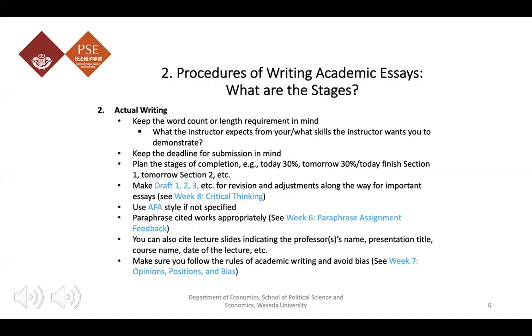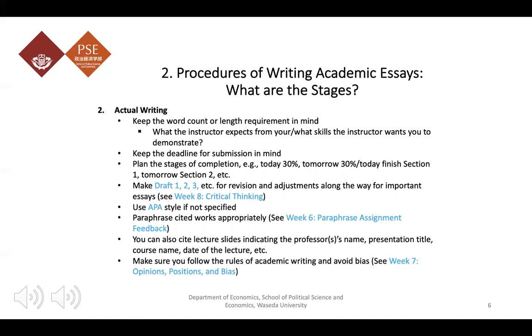So in the actual writing process, you should always keep the word count or the length requirement in mind. And also you should keep the deadline for submission in mind. You shouldn't always be thinking about making it perfect. You should think about keeping the deadline in mind first. And also, you can have different drafts, like draft 1, 2, and 3, and label them on your desktop so that you know what changes have happened in your actual writing process.